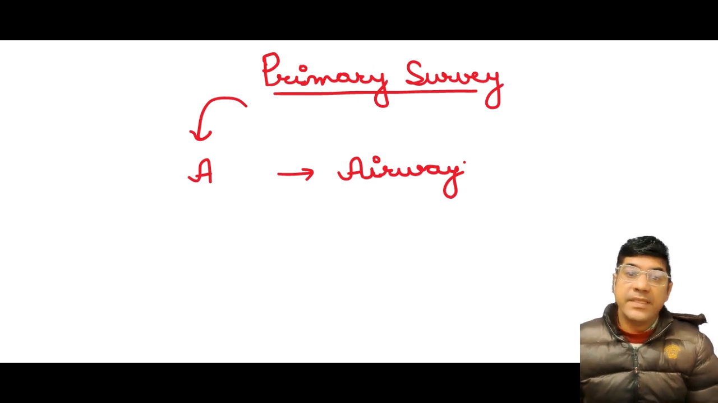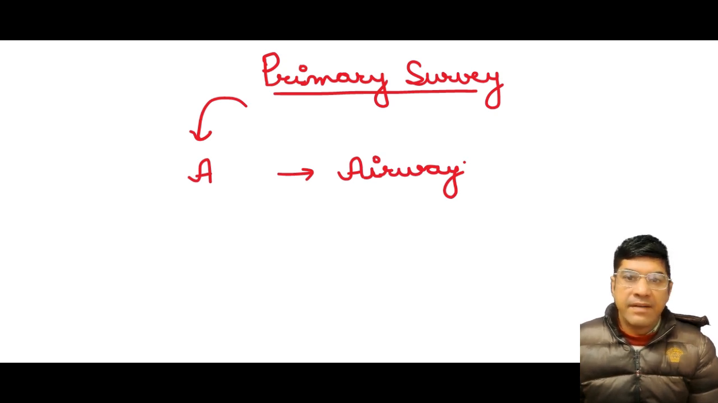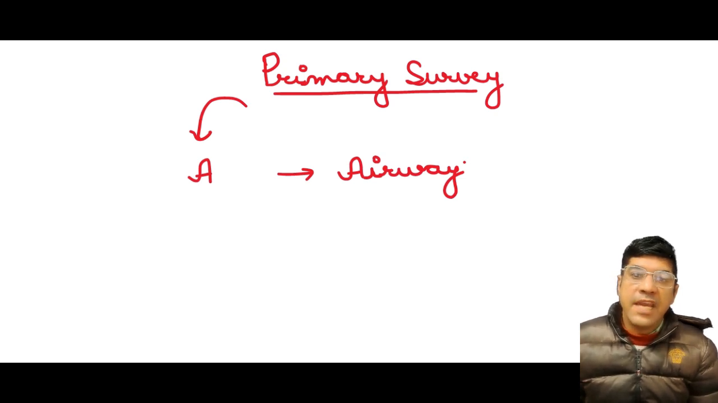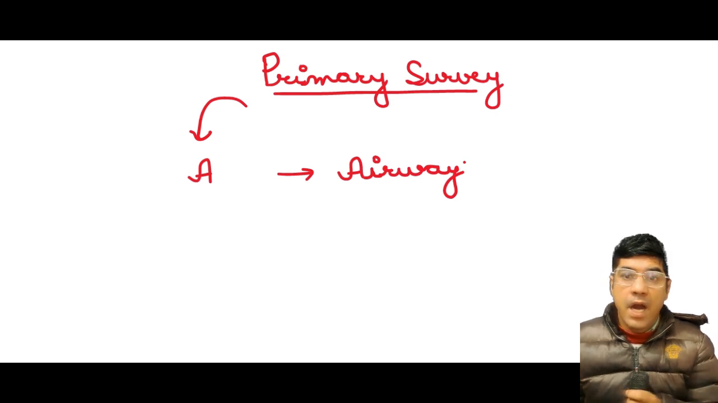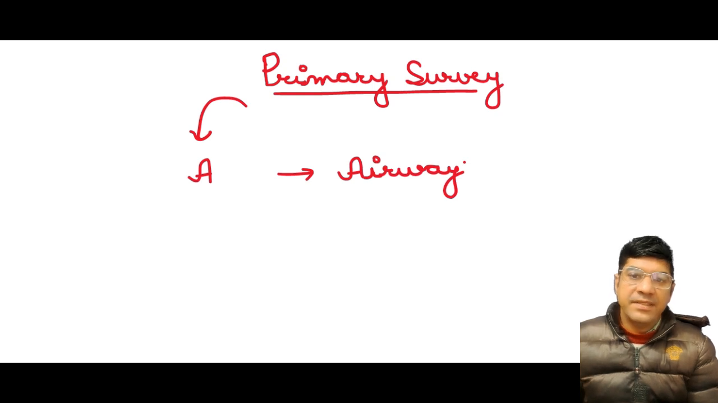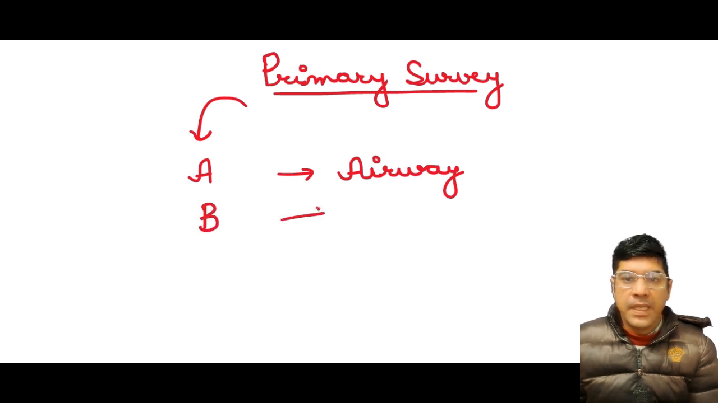So we check if the patient can breathe properly. We will see if there is anything blocking the patient's airway, like the presence of blood, vomit, or any foreign object, which could make it hard for them to breathe. So if the airway is clear, we move on to B. What does B mean? B stands for breathing.